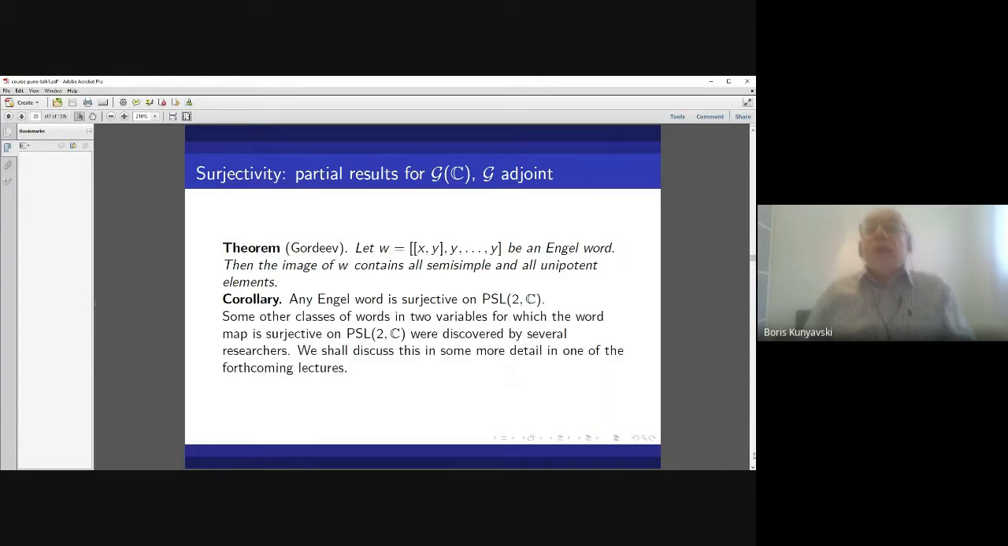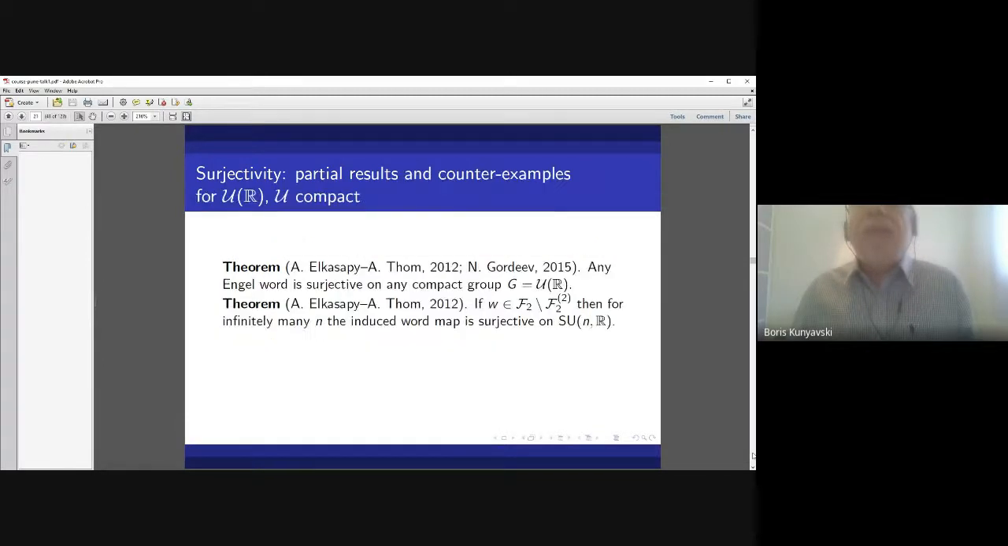And also there are some other classes of words. There are several more recent works by Gordeev with his collaborators, with his students, works by Bandman and Zarhin, works by Jezernik and Sánchez. Also some of our joint work with Gordeev and Plotkin. I'll tell you something about this case later.